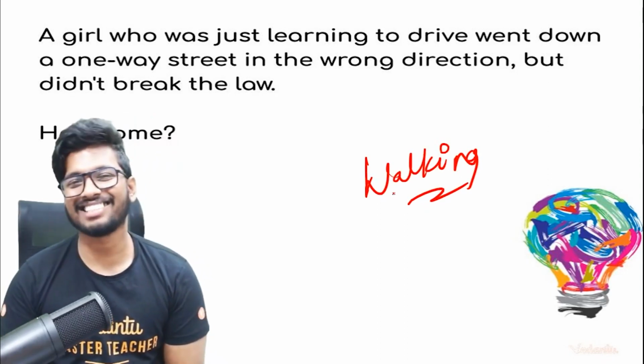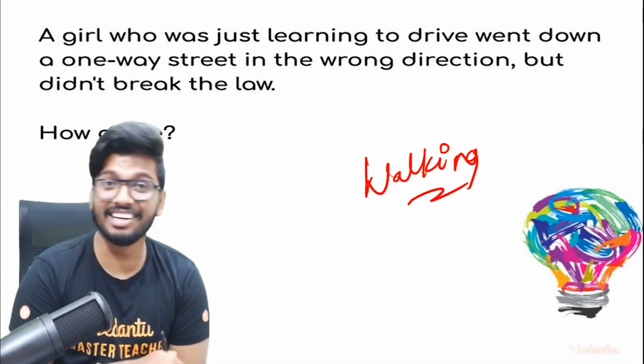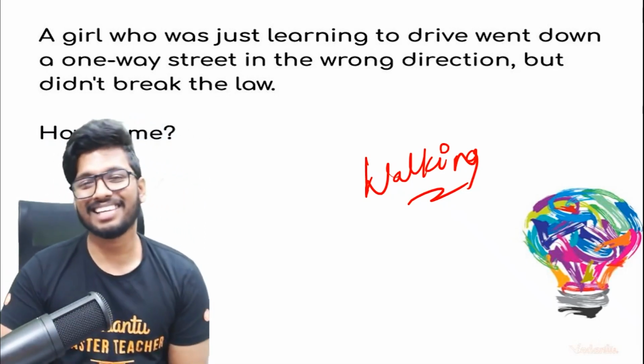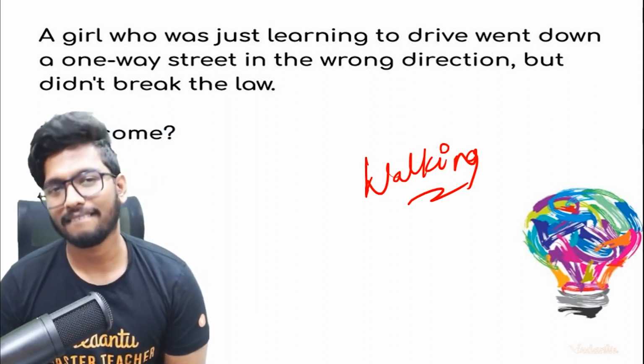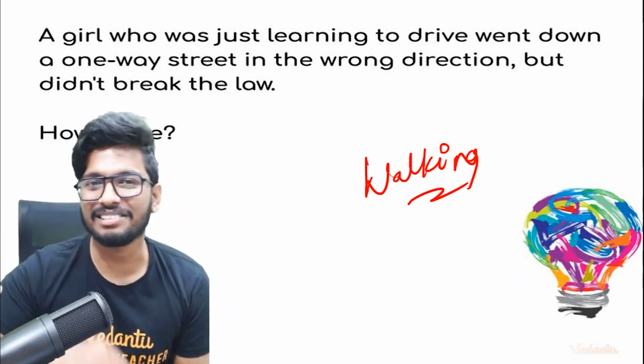Because here's the thing, guys. It doesn't say that she was driving down a one-way street. She just learned driving, but she can still walk after she learns driving, right? So basically, the answer is because she was walking. That is why she was not breaking any law, because you can walk in any direction. It really doesn't matter.